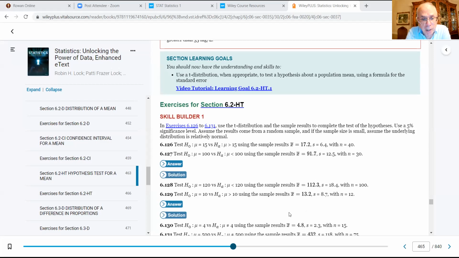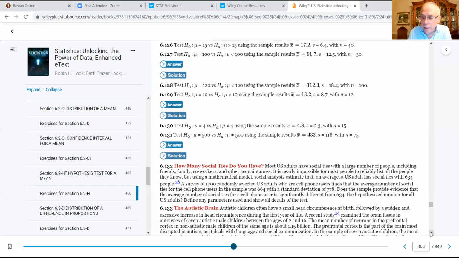All right, so that's an example of a left tail test. We do have a right tail test for 6.129 down here, so we could try that one. This is a case where the null hypothesis is mu is equal to 10, and the alternative is that mu is greater than 10. That's a right tail test. X bar is 13.2, that's the sample mean. Sample standard deviation is 8.7, and the sample size is 12.